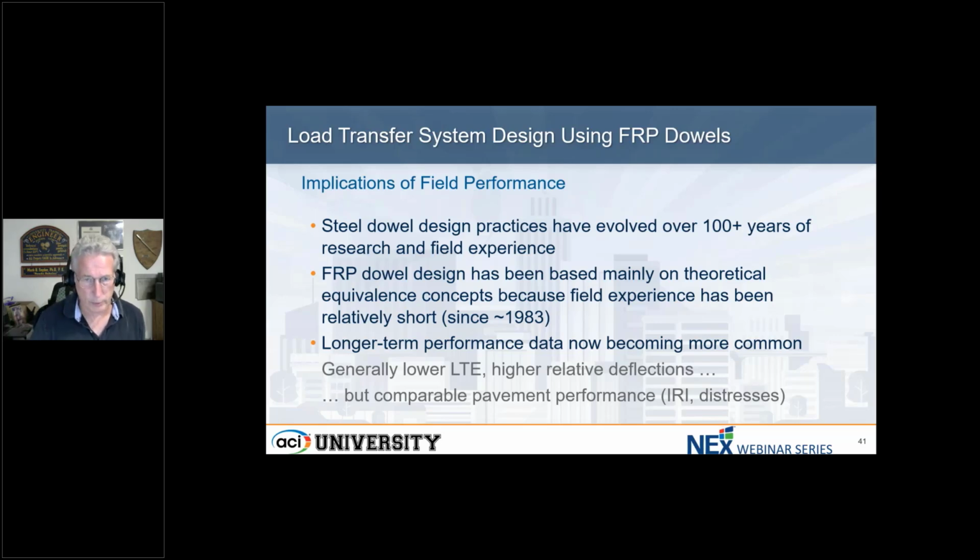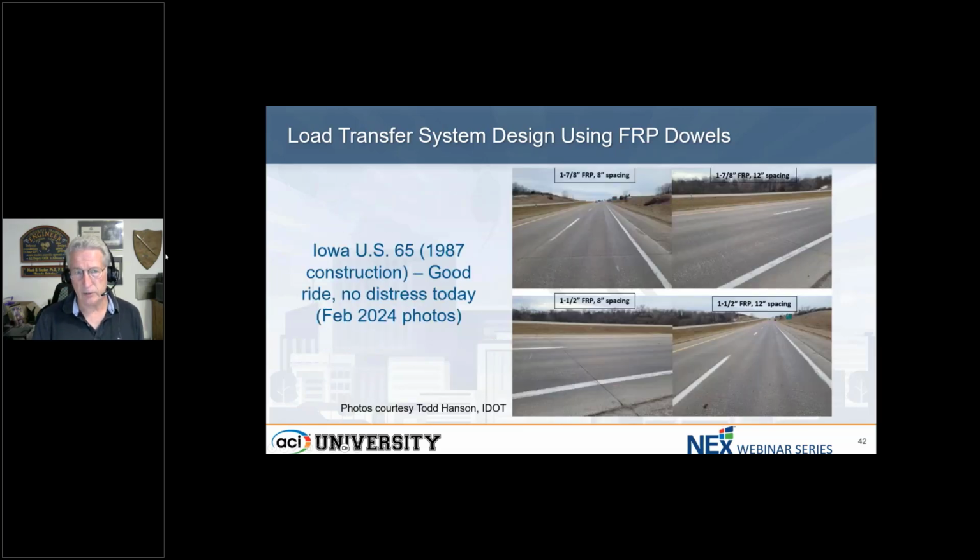The oldest project out there is only a little over 40 years old. But we're starting to get some of these 40-year-old projects, and there are some of the more recently built FRP dowel projects that have longer and longer performance records associated with them. And what we're finding is, well, there is generally lower load transfer efficiency, for whatever that's worth, and higher relative deflections with FRP bars, but pavement performance has not been appreciably different. No differences really in ride quality or distresses. So we need to factor that into our considerations for design.